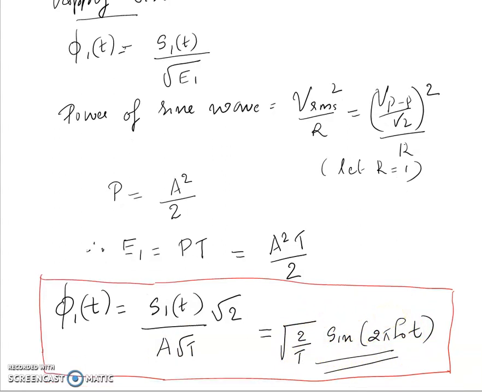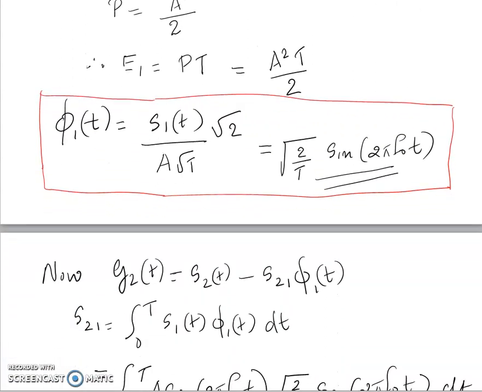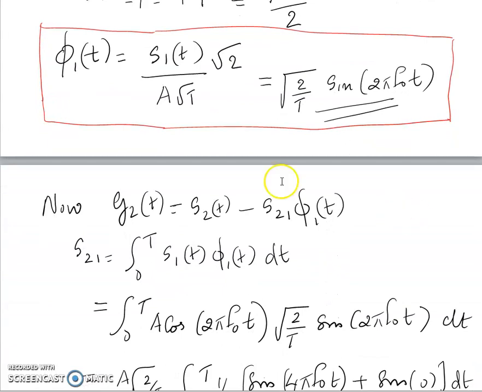Now by GSO, how do we find the second basis function? We must define an intermediate function, that is g2 of t. So g2 of t is given as the second signal minus the coefficient of the second signal along the remaining basis function. Here we have only one basis function, so it is S21 into phi 1. We know the GSO procedure. You can refer to my previous video on the GSO procedure if you have any doubt.